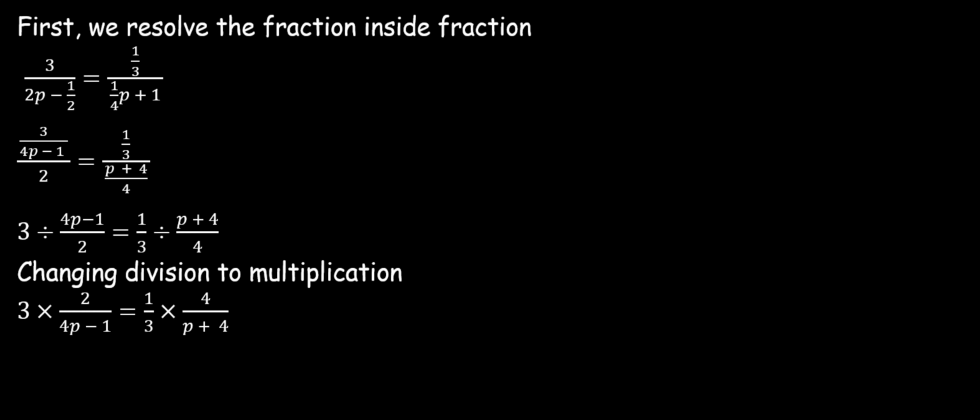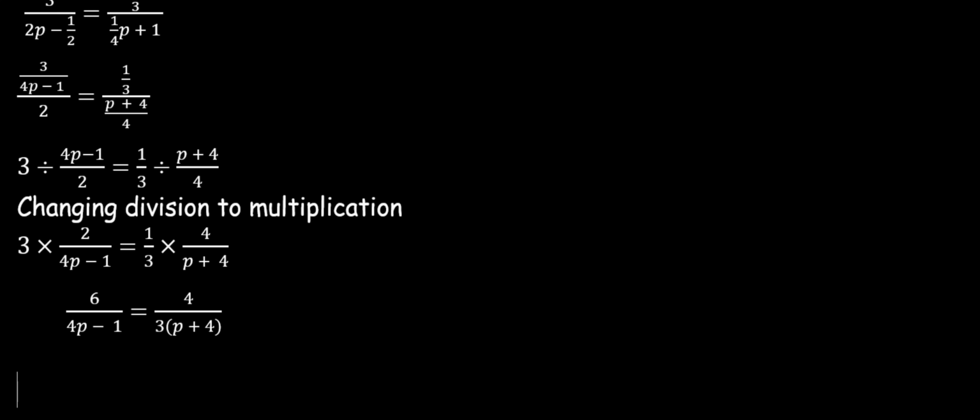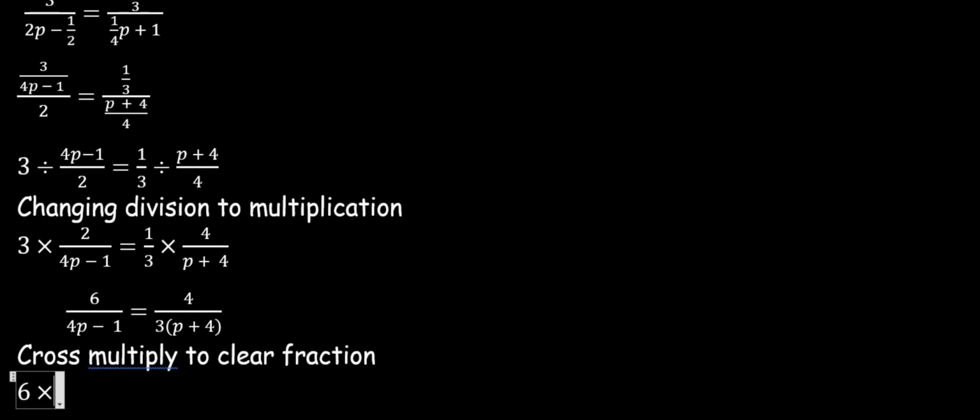Now, our result, we can now multiply freely. Our result will be 6 divided by 4p minus 1 equals 4 divided by 3 into bracket open p plus 4 bracket close. We can now proceed to cross multiply in order to clear fractions. So we have 6 times 3 into bracket open p plus 4 bracket close equals 4 into bracket open 4p minus 1 bracket close.